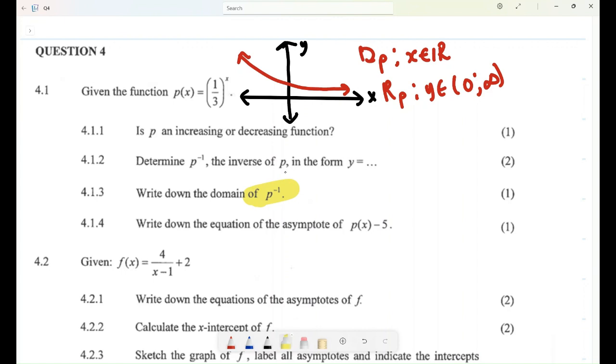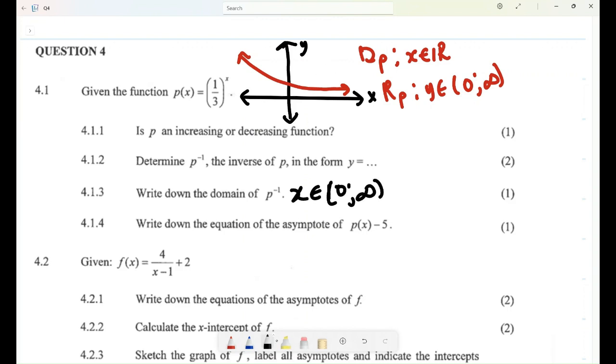The domain of the inverse, I know that it is equal to the what? The range. The range of the what? Of the original function. So which is what? The range of this is y is an element of real numbers, but now they want the domain, so we're just going to change and say x is an element of 0 to infinity.